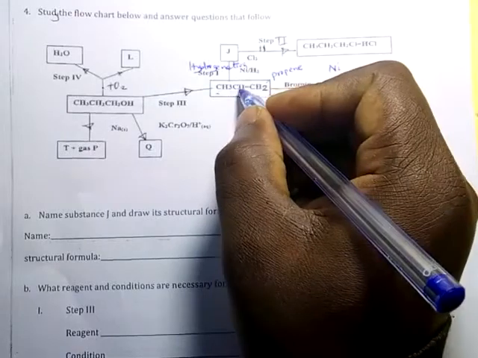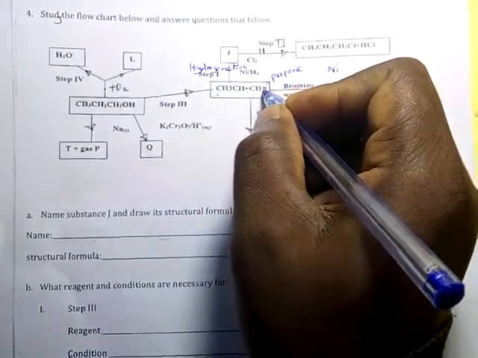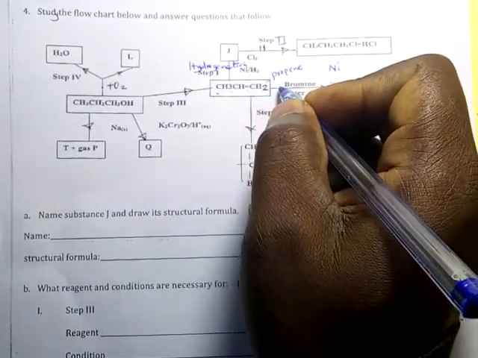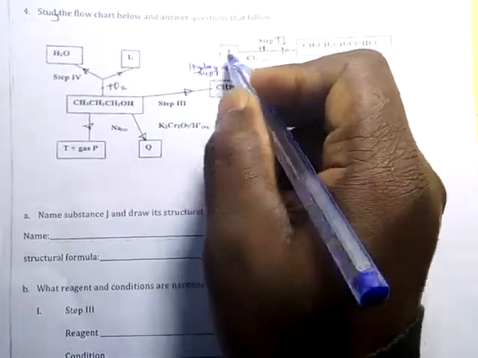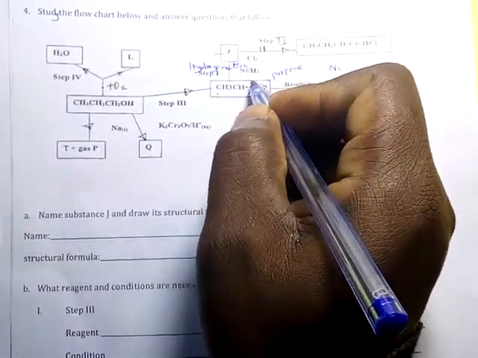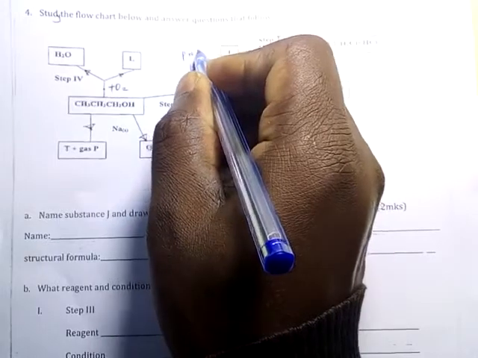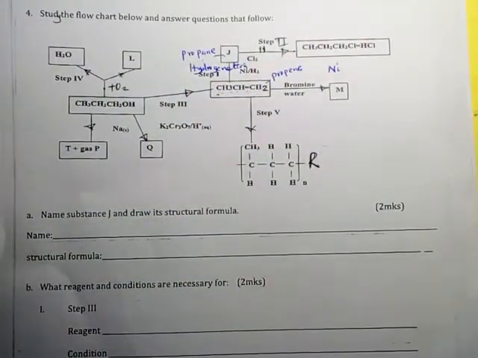When you add hydrogen to an alkene, you form an alkane. So J is 1, 2, 3, therefore it is propane. Do you know how that happens?